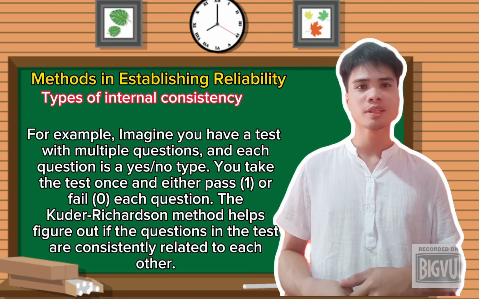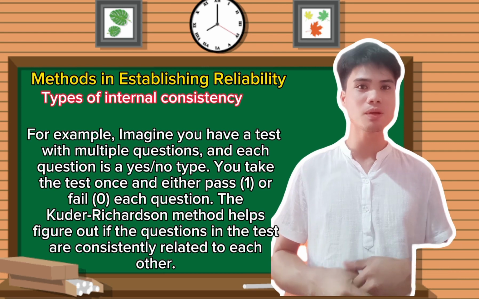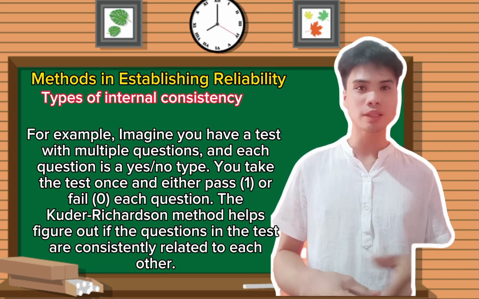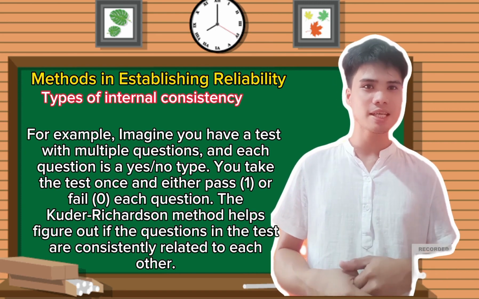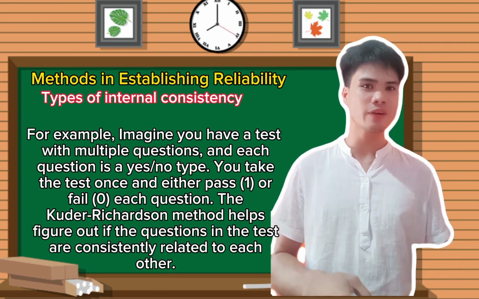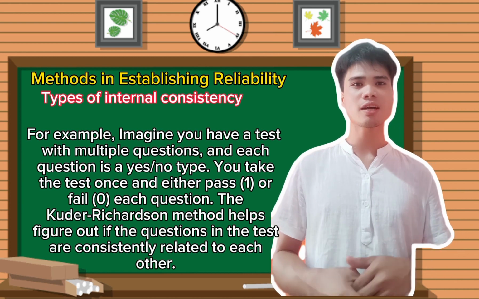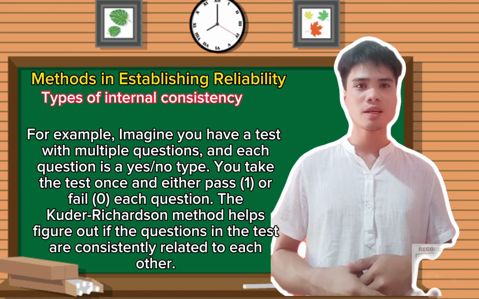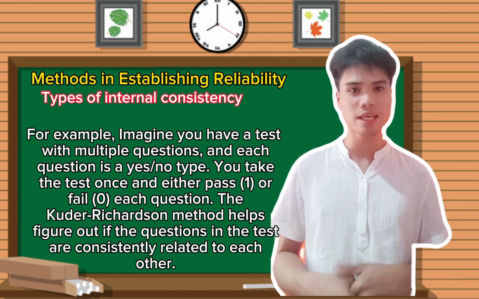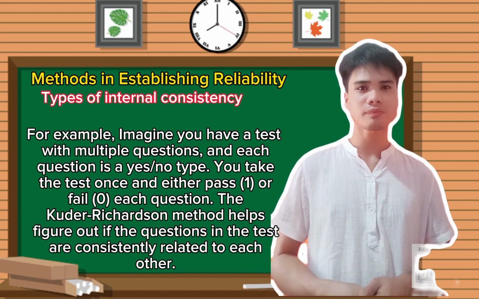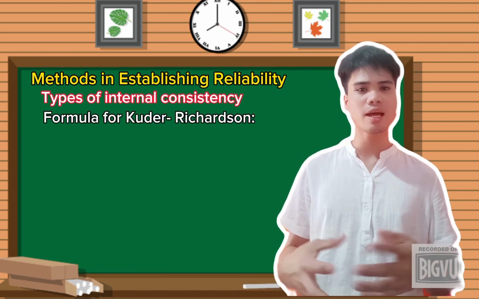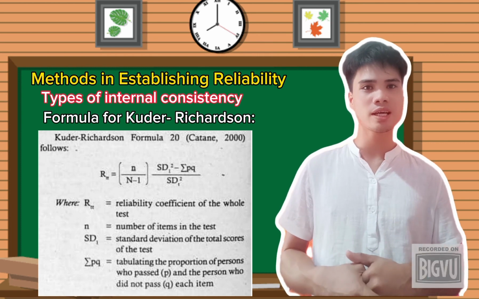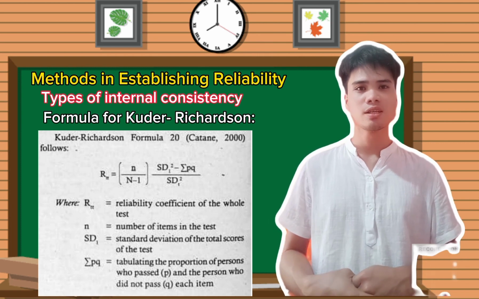For example, imagine you have a test with multiple questions, and each question is a yes or no type. You take the test once and either pass or fail each question. The Kuder-Richardson method helps figure out if the questions in the test are consistently related to each other. And this is the formula we need to use in order to solve for the Kuder-Richardson.